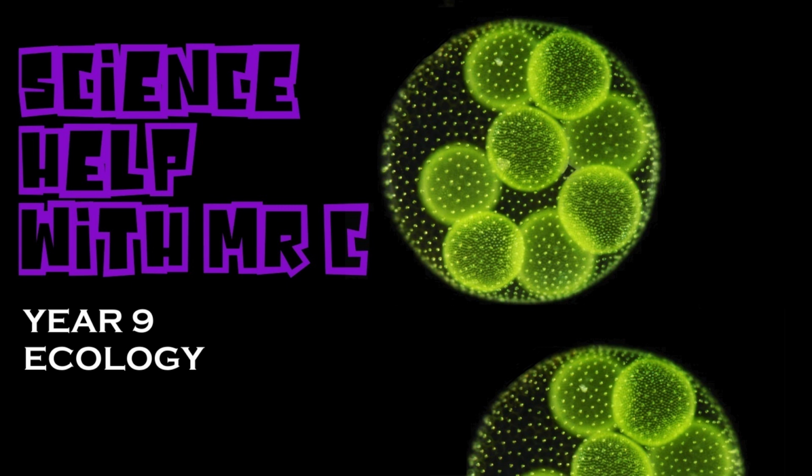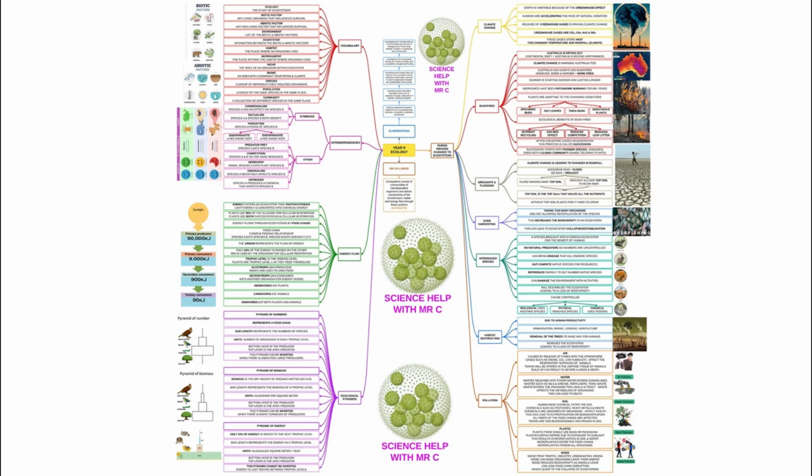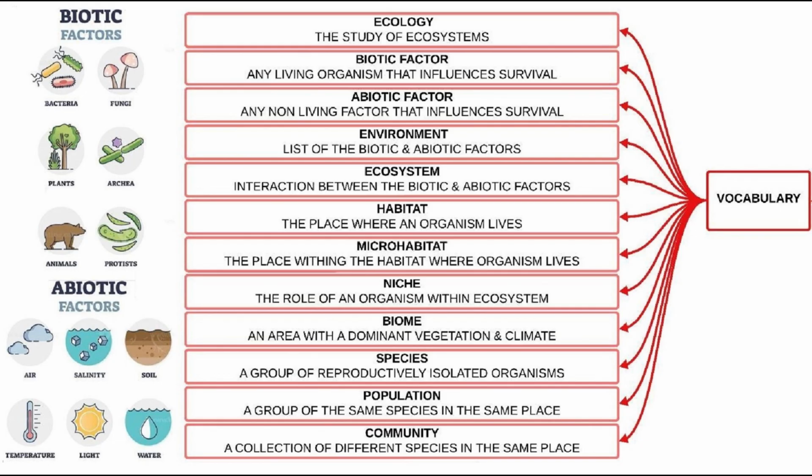Hello and welcome to the mind map about Year 9 Ecology. Here is the mind map in full, and now we're about to zoom in. The first thing we're going to go through is vocabulary, because biology is very vocab rich.